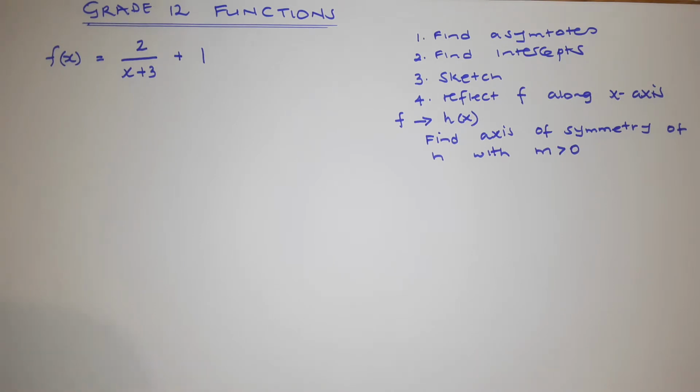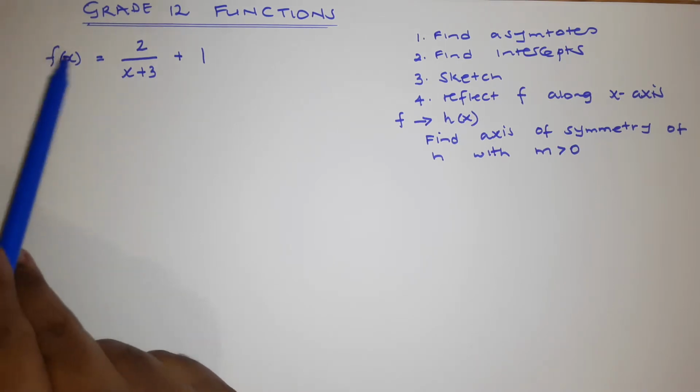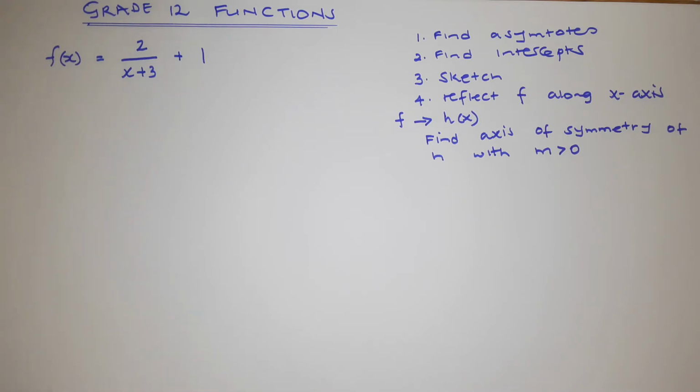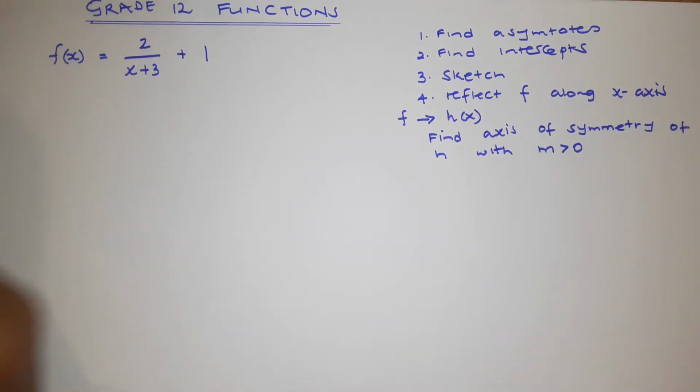Before us, we have got a hyperbolic function. f of x is equal to 2 divided by x plus 3, plus 1. We're requested to initially find the asymptotes. The asymptotes are the lines, or you can call them imaginary lines, that the graph approaches, but doesn't necessarily touch.